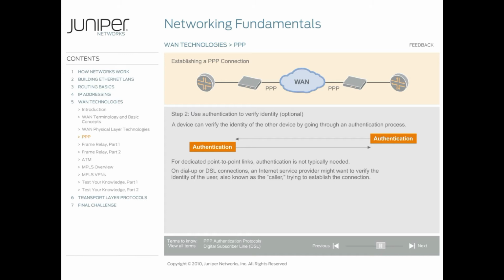If the devices agreed to perform authentication, a series of authentication messages are sent to verify the caller. If authentication fails, PPP shuts down or terminates the link. If authentication is successful, the devices move on to the next step, NCP. Click the link on screen to learn more about the PPP authentication process, or click Continue to move on to the third step of the handshake.